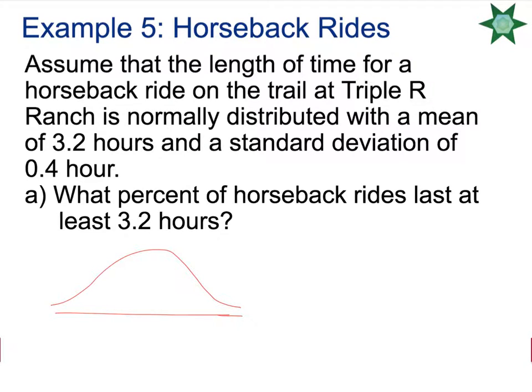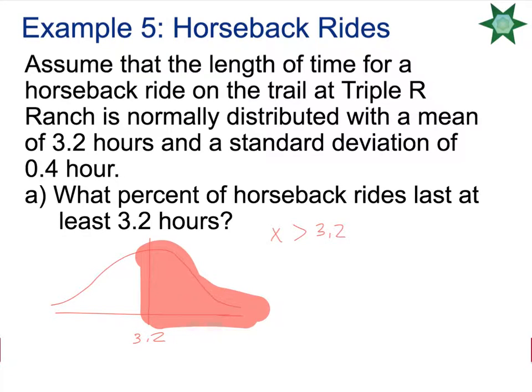We know that our mean is dead center at 3.2. And we want to know what percent of horseback rides last at least 3.2. So they're wanting to know what the chances are that you are 3.2 or bigger than 3.2. Well, this one you can just do mentally if you want to, because 3.2 is your mean. They are asking you to be larger than 3.2, which is everything to the right of the mean.